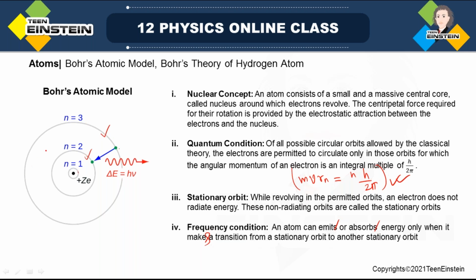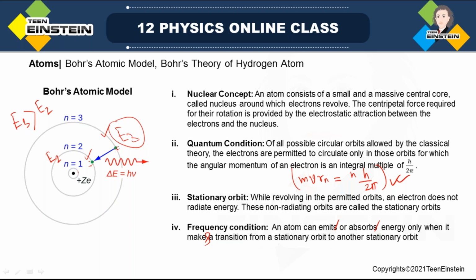So when an electron revolves in the third orbit, it has the energy of the third orbit, suppose E3. E3 is greater than E2, where the energy of the second orbit is E2. So when an electron in the third stationary orbit makes a transition, or comes down, to the second orbit, which has lower energy, there will be a gap in energy, right?